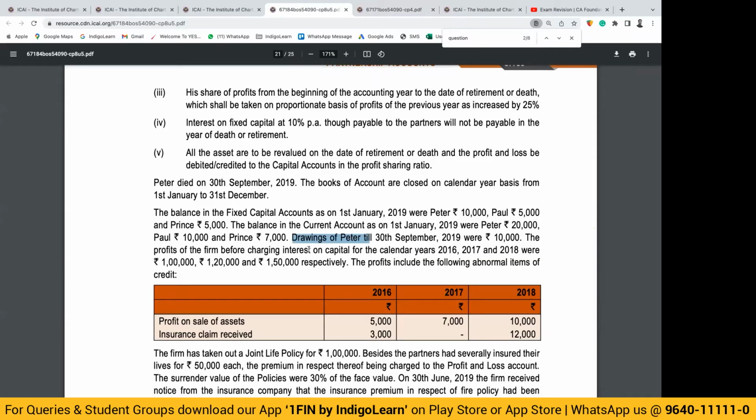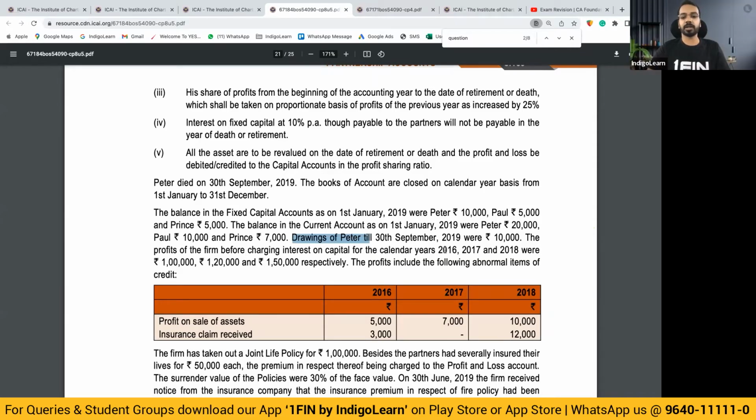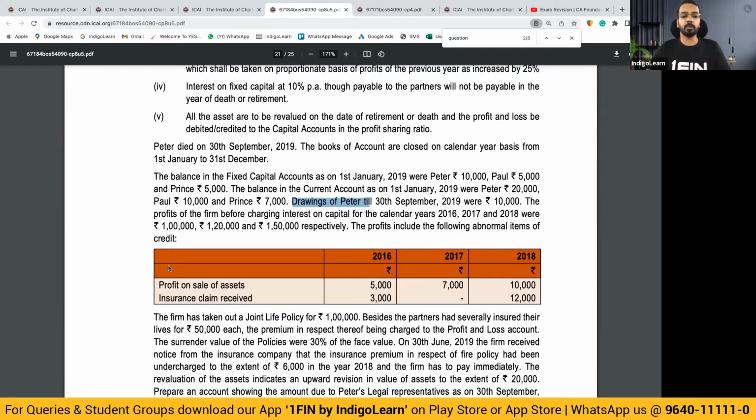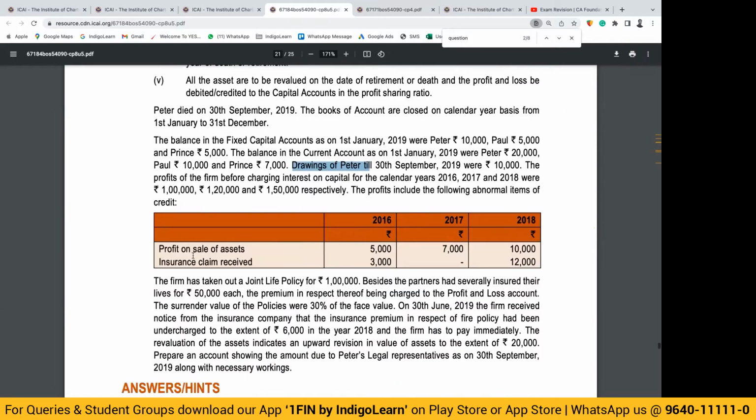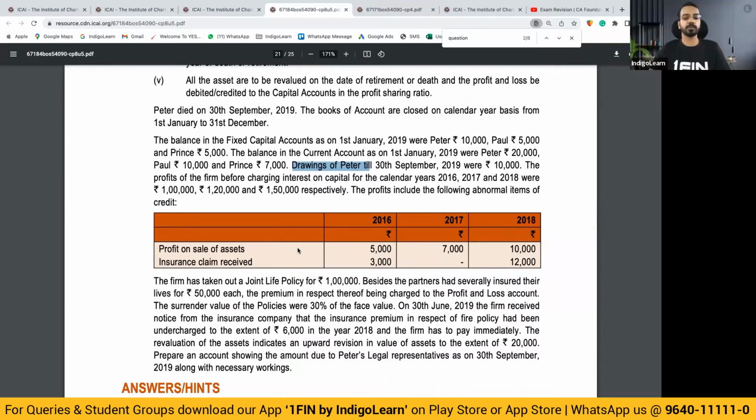The profit of the firm before charging interest on capital for calendar years 16, 17, and 18 were 1 lakh, 1 lakh 20, and 1 lakh 50 respectively. So that is the amount of profit before charging interest on capital. Okay. The profits include the following abnormal items of credit. So profit on sale of assets 5,000, insurance claim received 3,000, 7,000, 10, and 12. Now, whenever we are valuing goodwill, we will value goodwill using the normal profits and not the abnormal profits. So we'll make adjustments for this.